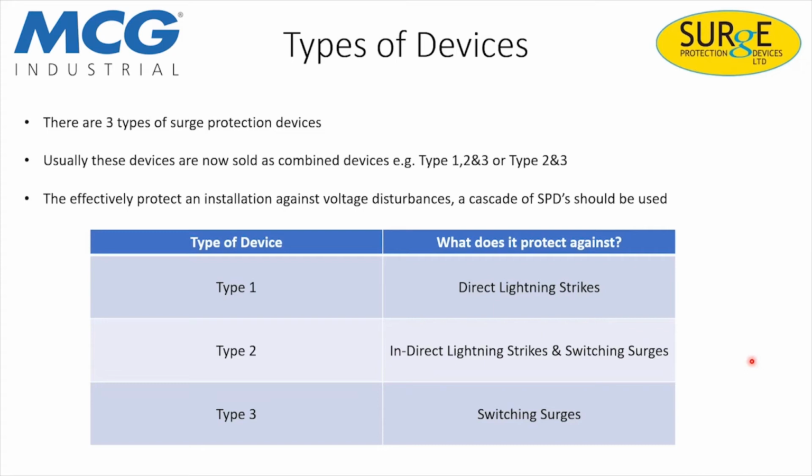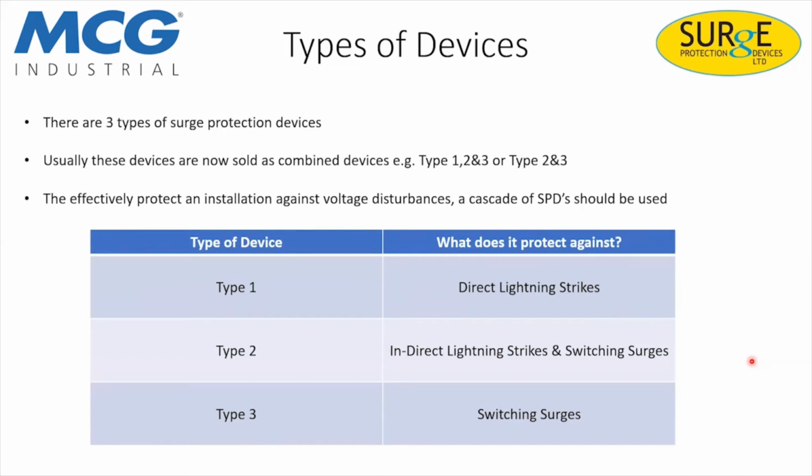Surge protection devices are usually installed 1 per board. So say, for example, you install a type 1, 2 and 3 on the main panel, and then you have sub-panels. Your sub-panels would usually then have type 2s and 3s on. It just means for that panel, you have protection against direct lightning strikes and your switching surges.